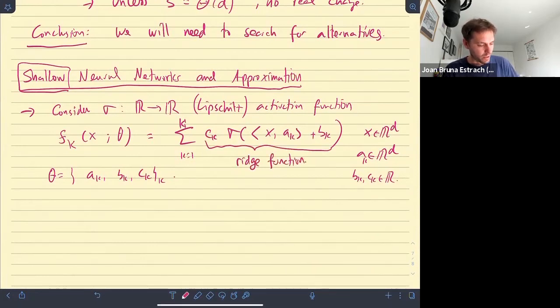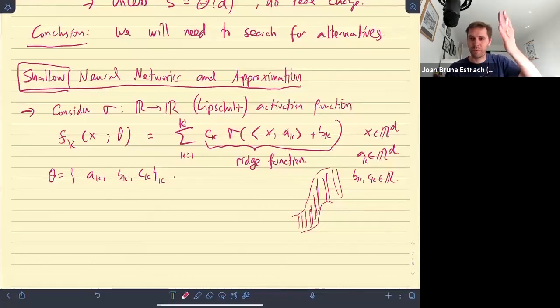I'm not very good at drawing, but think about geology: a ridge is something you see on a mountain, something that suddenly falls off a cliff. A ridge function is something like this in high dimensions, where the direction of the ridge is parameterized by this direction, the height of the ridge is c_k, and the offset of the ridge is the bias.